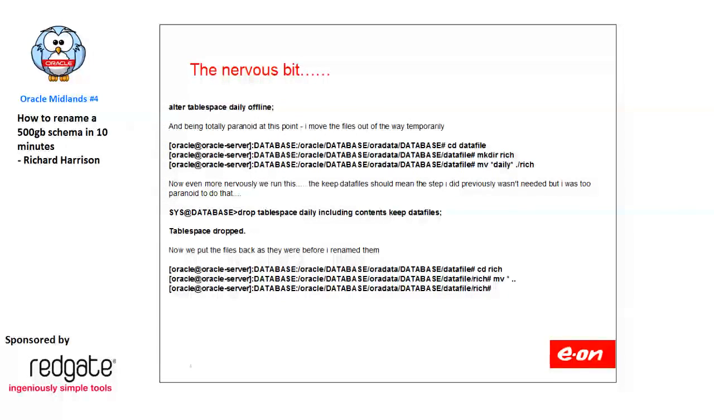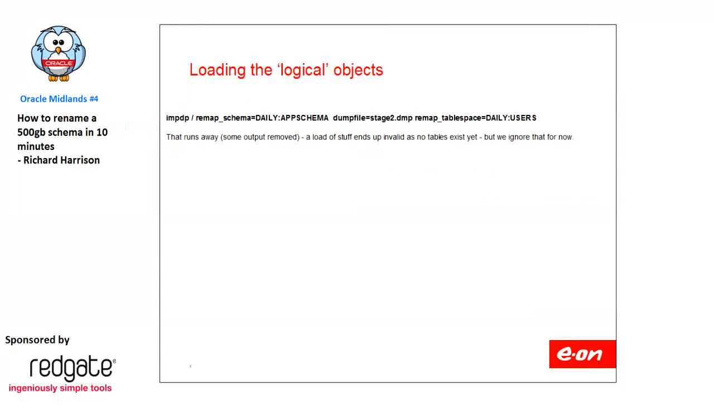Now this next bit you don't have to do, I was just paranoid. So I just move the files out of the way, then importantly drop the tables, and importantly keep the data files. So it doesn't actually remove them automatically, especially with OMF. Then I move them all back. And so you don't have to do that, I was just paranoid the first time I did it. It works fine without doing that stuff.